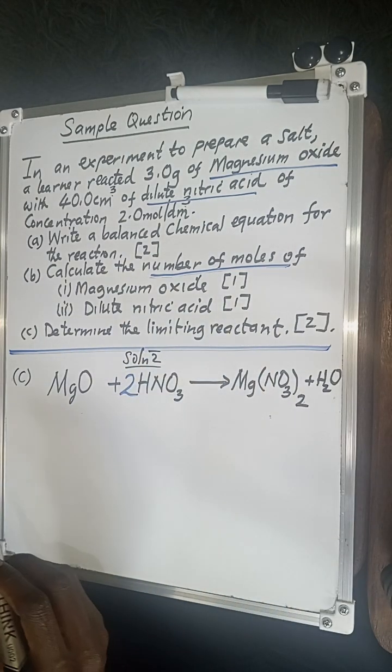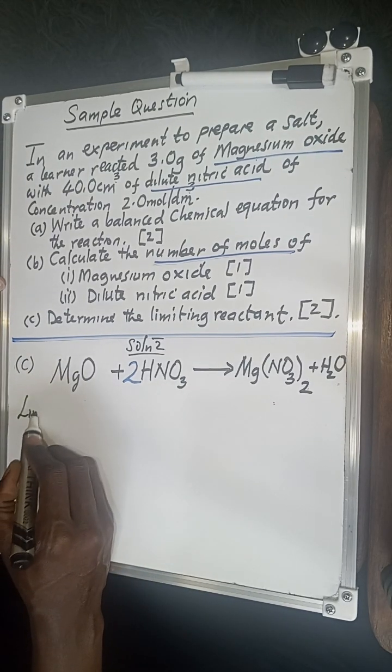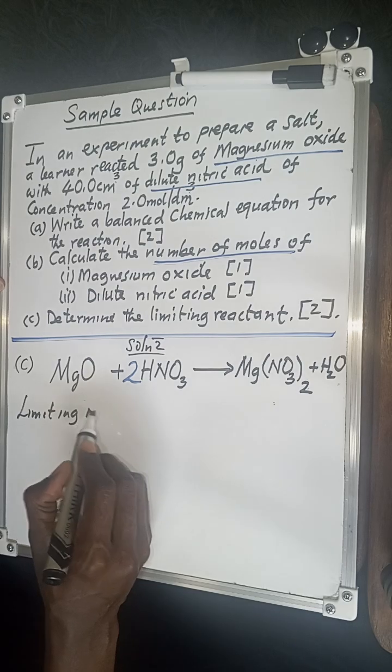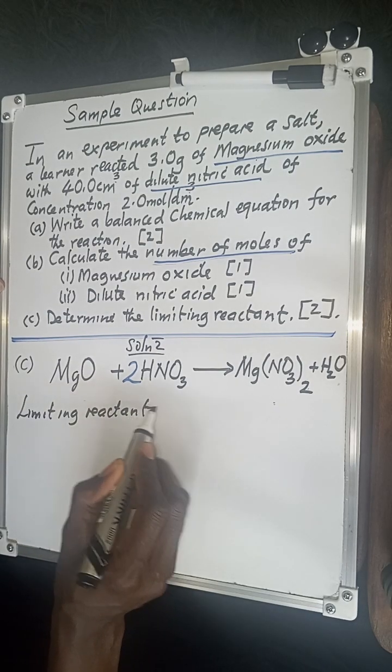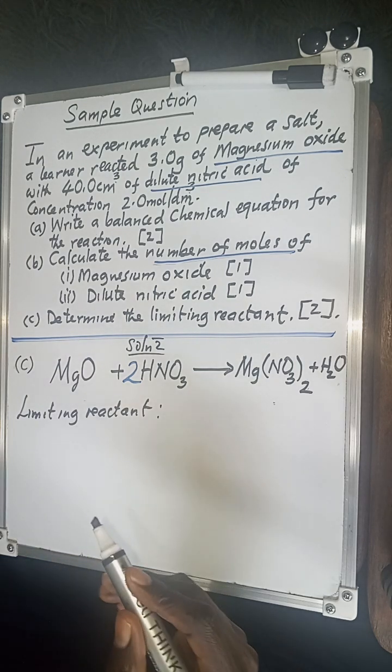Now, I just want to give you a few ideas. What exactly is the limiting reactant? Well, very important, in most of the questions, they are going to be asking you to define what the limiting reactant is. But the question is, what is the limiting reactant? Well, the limiting reactant is simply the one that determines the amount of product formed in the reaction. In simple terms, we can say it is a reactant that is completely used up in a reaction.